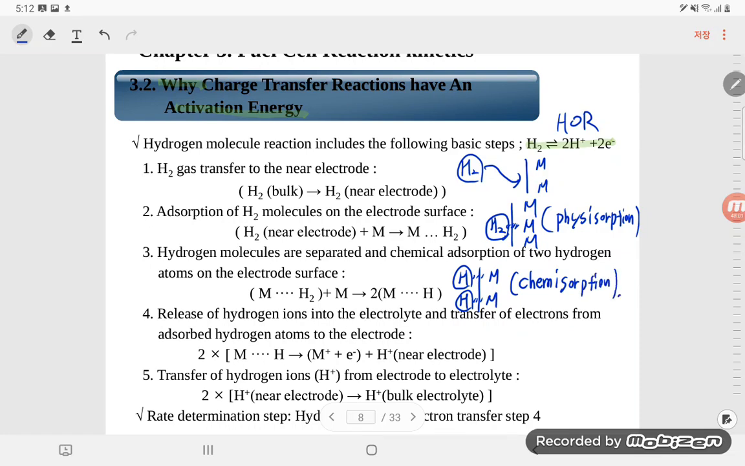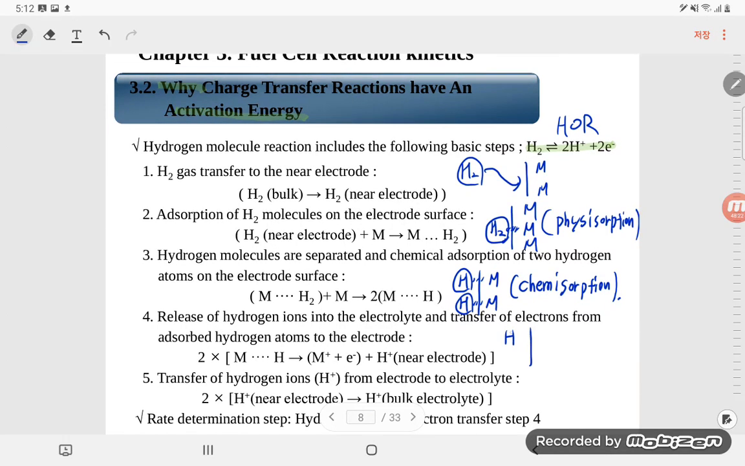Okay, that is a difference between the physisorption and the chemisorption. And the fourth step is release of hydrogen ions into the electrolyte and transfer of electrons from adsorbed hydrogen atoms to the electrode. That means the adsorbed hydrogen atoms are decomposed as the hydrogen ion and metal electron, right?